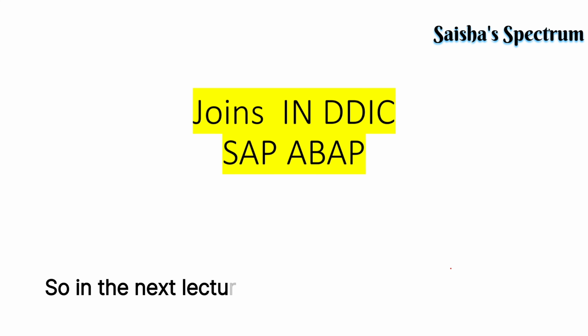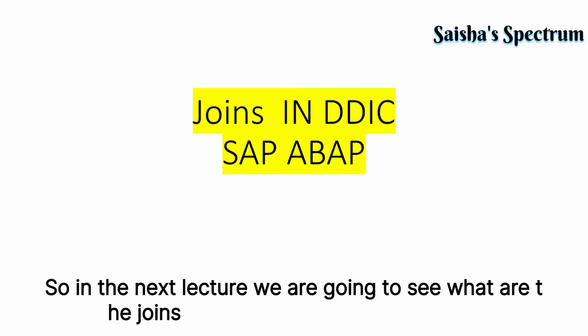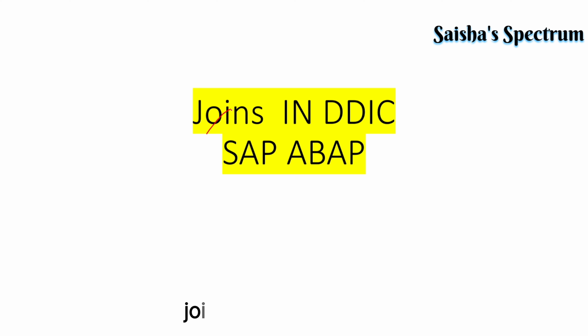So in the next lecture, we are going to see what joins are in data dictionary and the different joins in data dictionary.